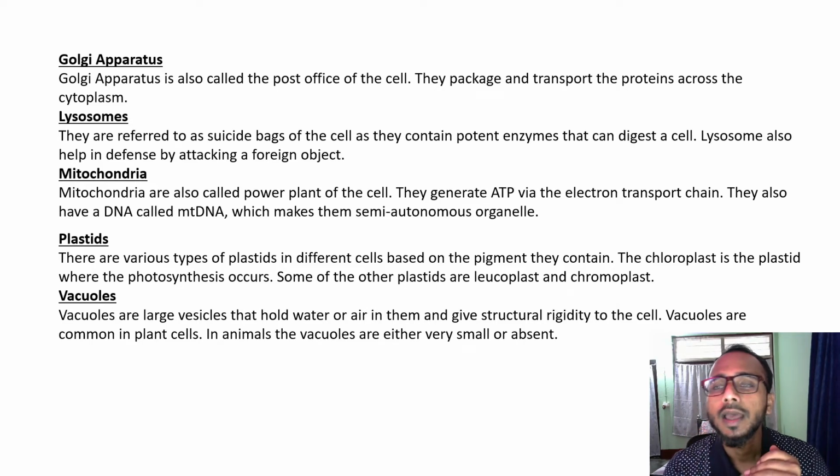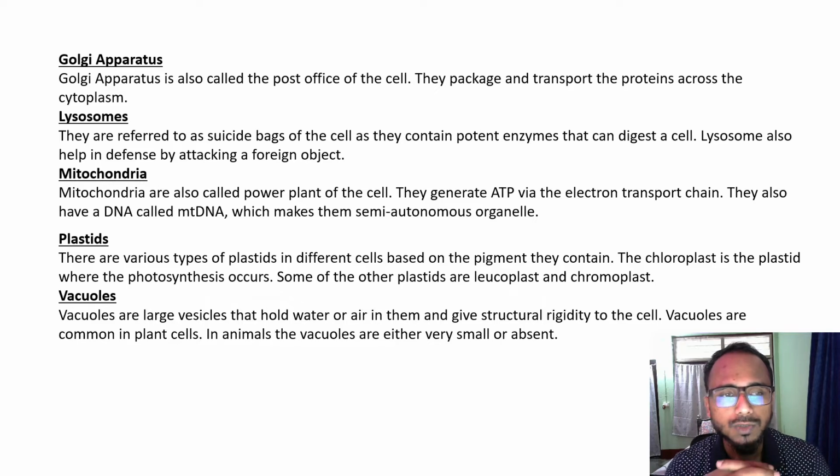They also have DNA, which makes them semi-autonomous. Semi-autonomous means they can work on their own to some extent. Completely autonomous means they won't listen to your brain, they will just work. But semi-autonomous means sometimes without the information of the brain they will keep on working, sometimes they need the information of the brain to work. So that is the mitochondria.